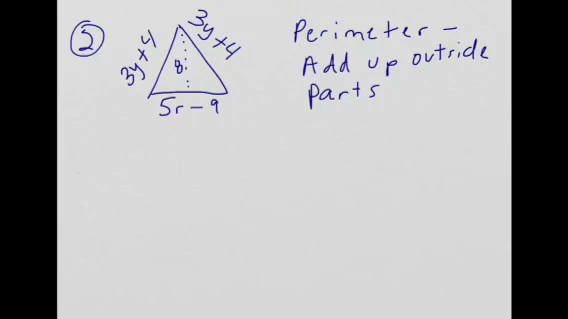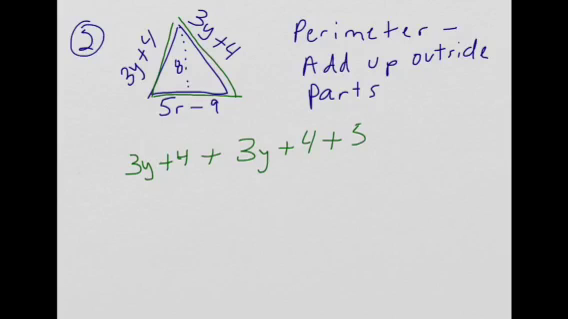Alright, when we find the perimeter, we're looking for the distance on the outside of the shape. So we're going to add up all of the sides. 3y plus 4 plus 3y plus 4 plus 5r minus 9. Again, we're going to look for like terms. So we're going to start out with all of our y's, and we have 6 y's, but now we also have an r over here.